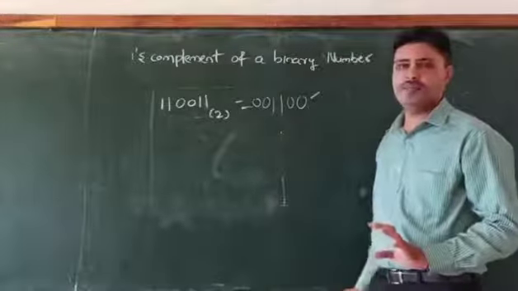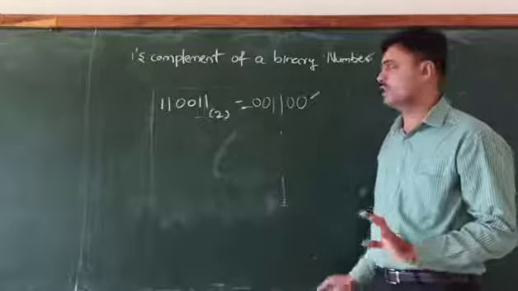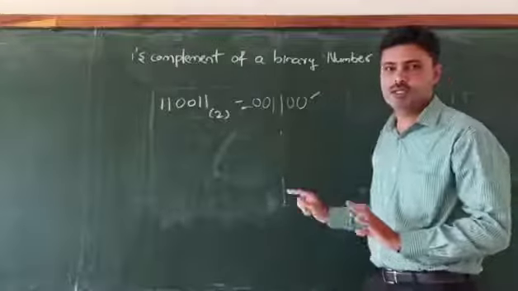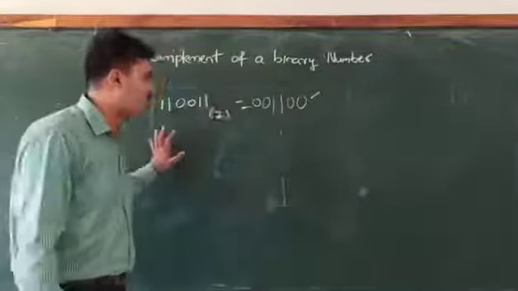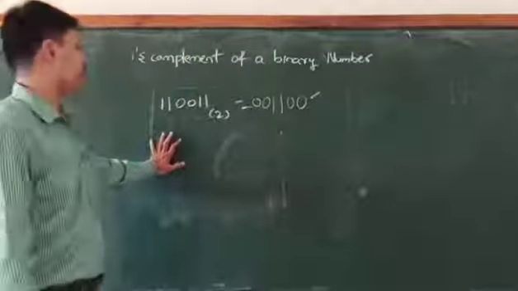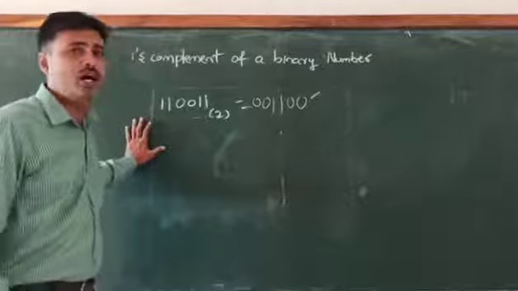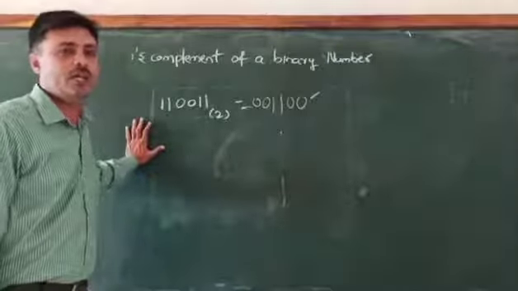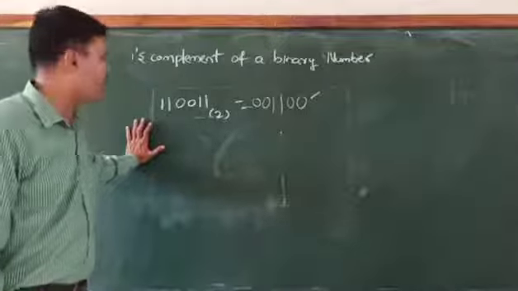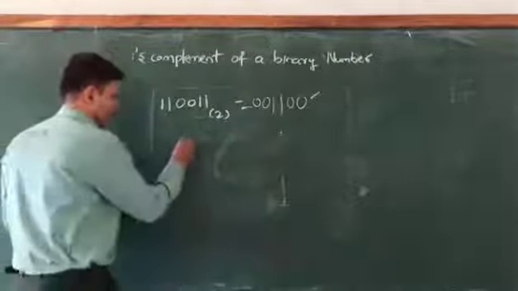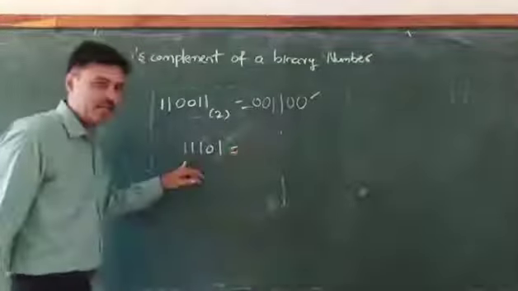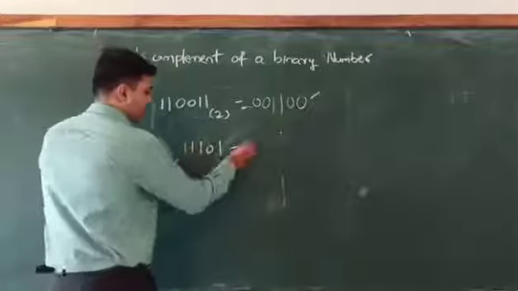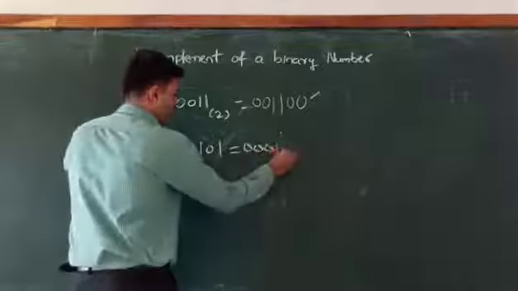This is the one's complement of a binary number. When we are finding the one's complement of a binary number, we need to convert all the zeros to 1 and 1 to zeros. Okay? Here, take another example: 1 1 1 0 1. One's complement of this number is equal to 0 0 0 1 0.